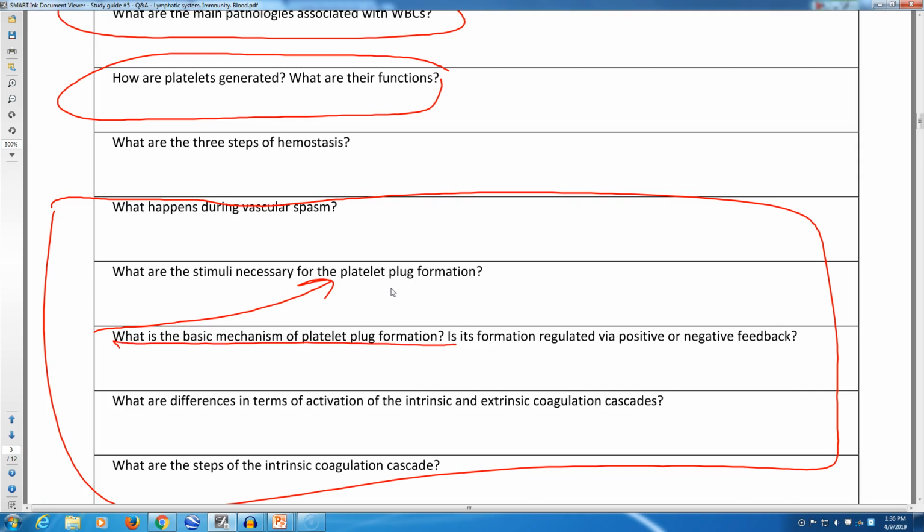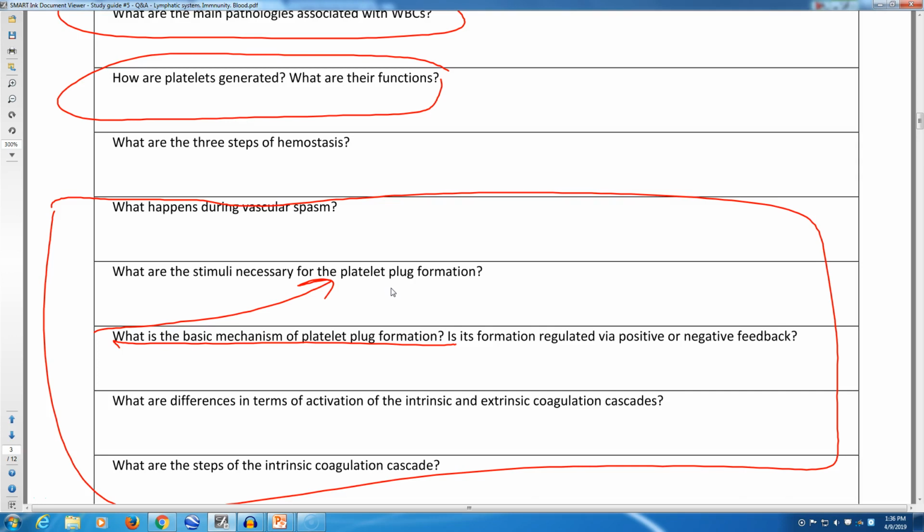Basic mechanism of the platelet plug formation. Here's what I want you to know, but I'm not going to be asking you about von Willebrand factor, P-selectin, glycoprotein ligand, and stuff like that, which is supramolecular.